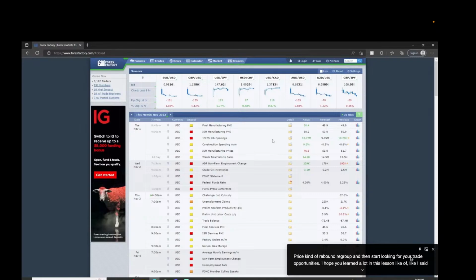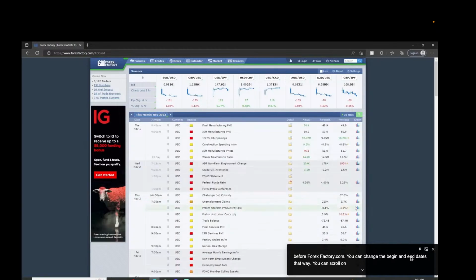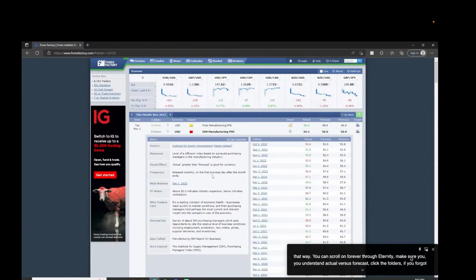Like I said before, forexfactory.com. You can change the begin and end dates. That way you can scroll on forever through eternity. Make sure you understand actual versus forecast. Click the folders if you forgot what the economic indicator actually does, or there's even some other red folders that happen, and it'll give you a rundown.